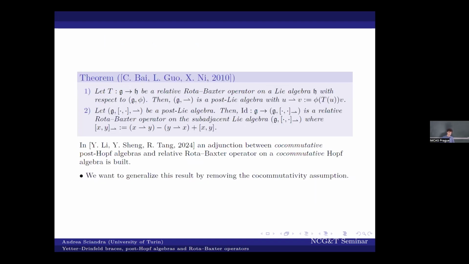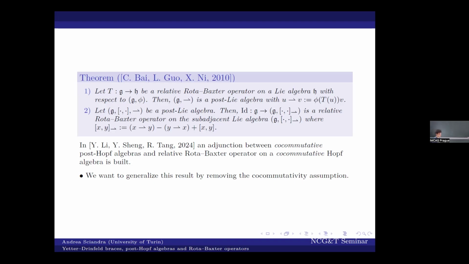And there is this nice theorem that tells you that you substantially have an adjunction between post-Lie algebras and relative Rota-Baxter operators on Lie algebras, given by Bai, Guo, and Ni. So when you start with a relative Rota-Baxter operator on a Lie algebra H with respect to G, then you can define a post-Lie algebra structure on the domain G, where you define the new harpoon using the action that you have of H over G. So u harpoon v is just Tu acting over v.